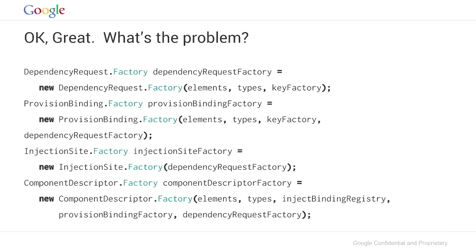It's a pain. The biggest portion of the pain is that all of those things have to be in the correct order. Dependency request factory has to come before provision binding factory because it requires a dependency request factory, yeah, blah, blah, blah, all the way down. It's ugly, it's a nuisance. We don't want to have to do that by hand.